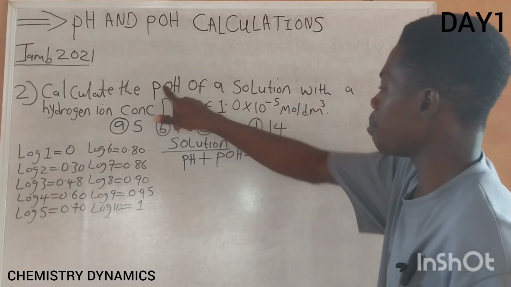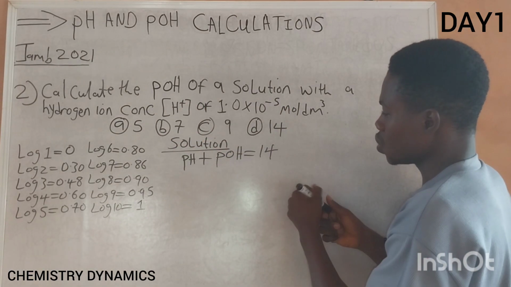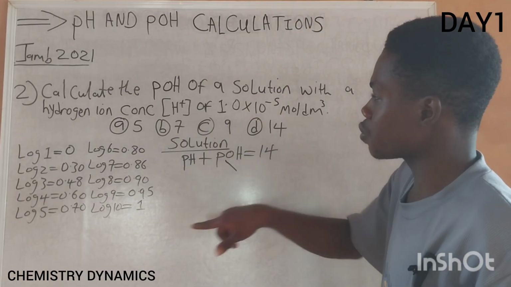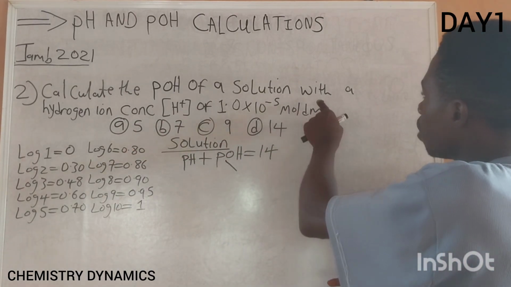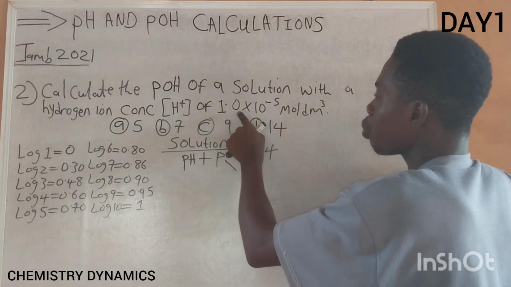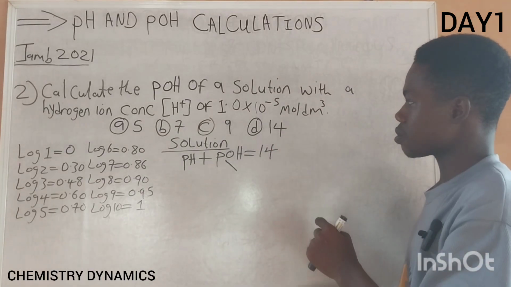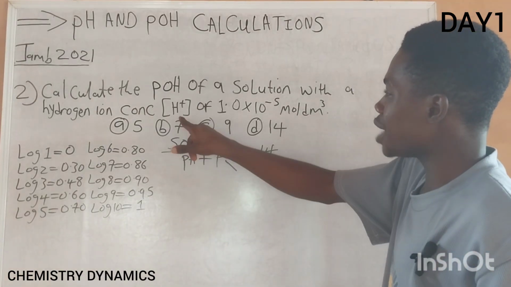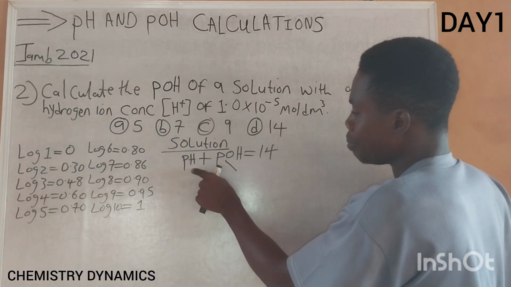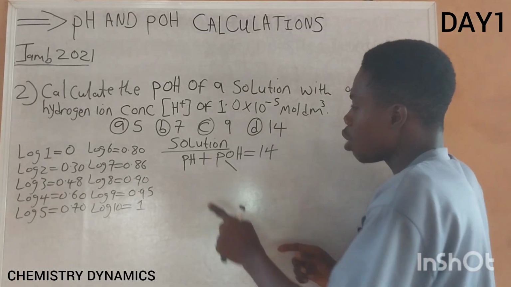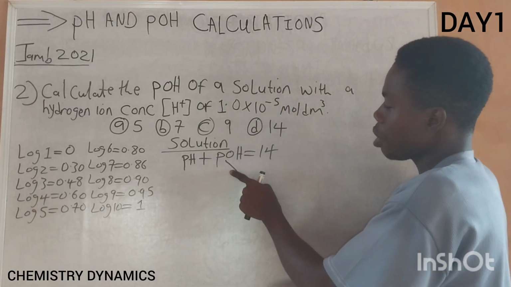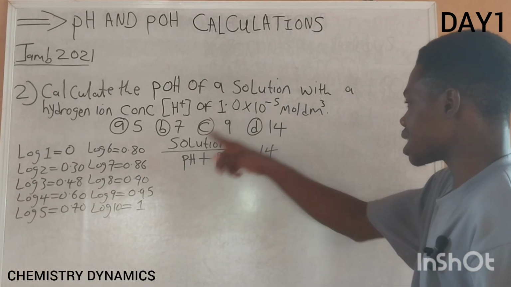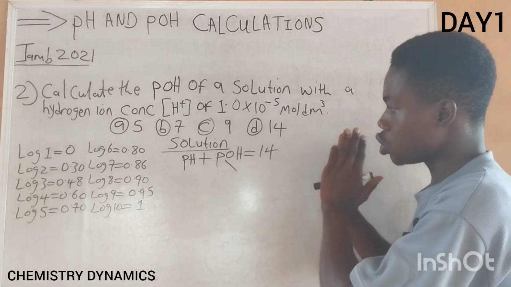Now, the question says we should find pOH. That is what we're looking for. But the concentration that they give us was for hydrogen ion, 1.0 times 10 raised to minus 5. So what we're going to do first is to find our pH, using the hydrogen ion concentration they give us. Then when we get the value for the pH, we'll substitute it into this formula, move the pH to the other side, and then we'll get our pOH.